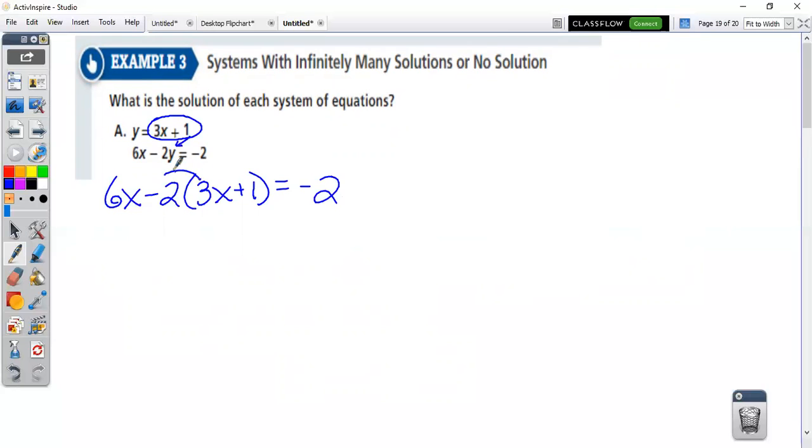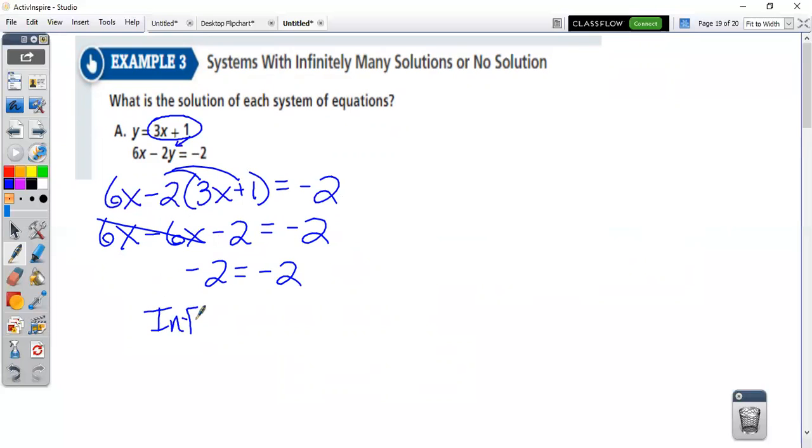When you work this out, 6x minus 2 equals negative 2. And, well, what happens there? This cancels, right? All right. And I'm left with negative 2 equals negative 2. Is that true? Yes. If it's true, you have infinite solutions.